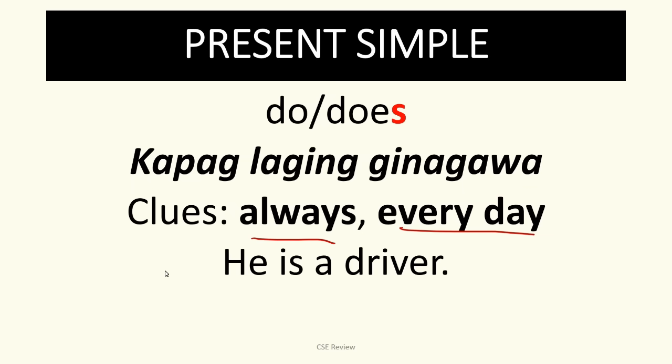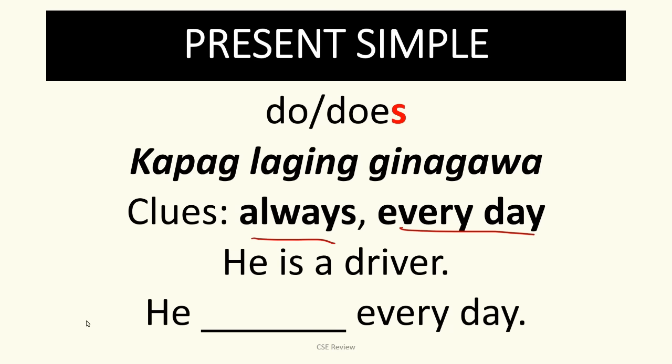Now, for example, ito yung question. Sabi, he is a driver. Okay? So, yun yung trabaho niya. He is a driver. He blank every day. Now, notice again, yung keyword natin na every day is here. Ibig sabihin, you're going to use present simple. So, he what every day? He drives every day. Nalagyan mo ng S or kung plural naman, they drive.